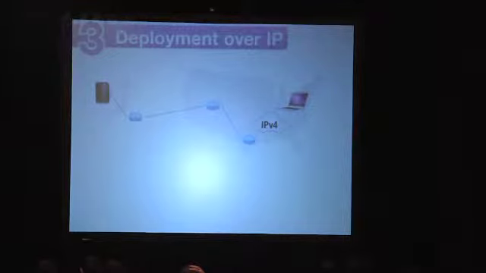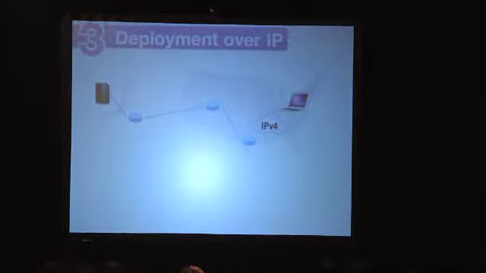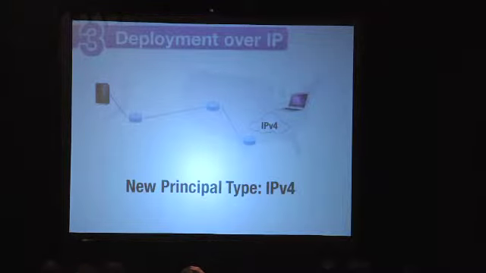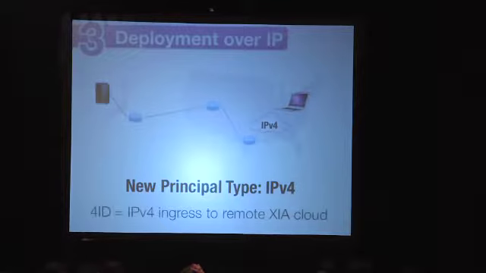Now, how have we been communicating with the web server, which is in our XIA network on Genie, if CMU and our XIA network are not connected directly? Well, we've actually introduced a new principal type, the IPv4 principal type. Now, an IPv4 ID, or a 4 ID for short, is the IP address of an ingress router to a remote XIA cloud. So let's put the IP addresses up.